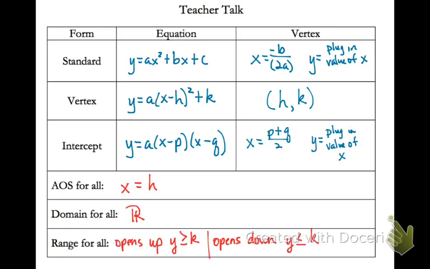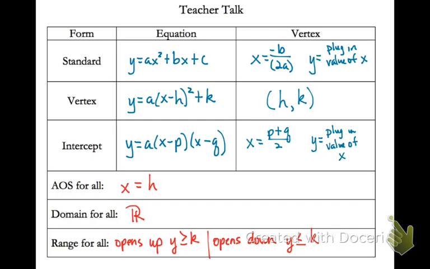And finally, copy down the information at the bottom of the table. So for the axis of symmetry, for any of the three forms, it is a vertical line, which is in the equation x equals h, or the x value of the vertex. For all quadratic equations that don't have a context, our domain is all real numbers.